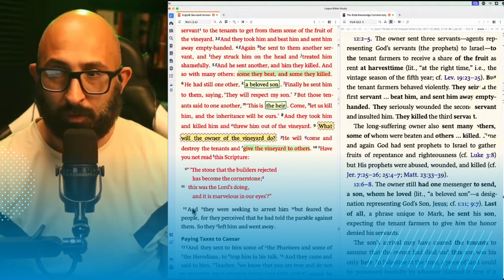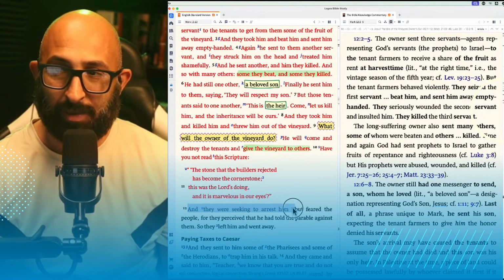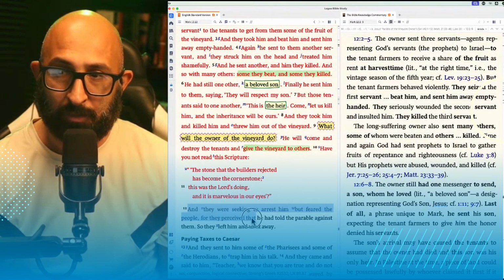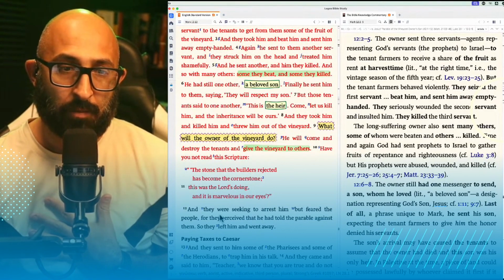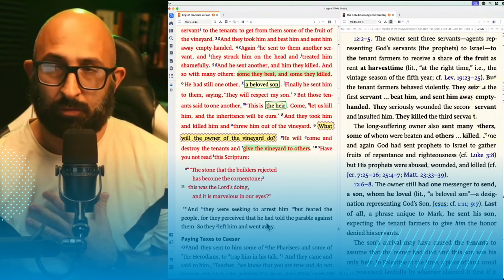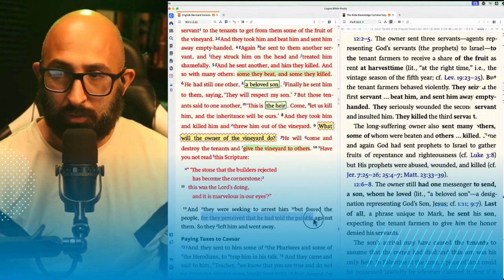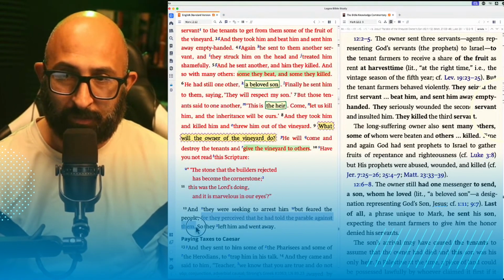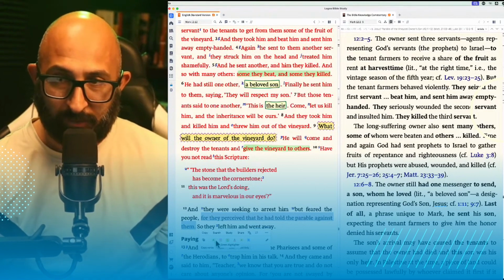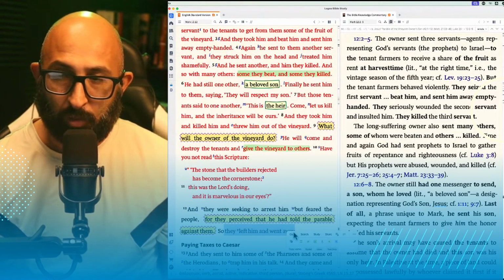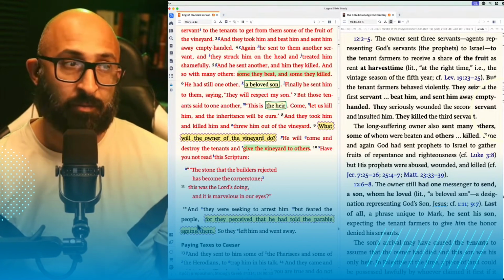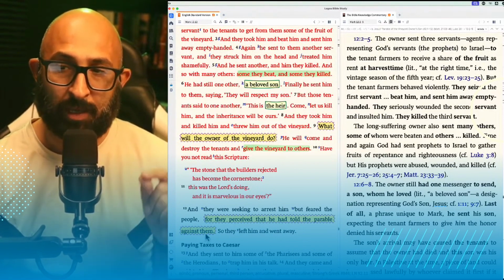And verse 12 is very important. It says, and they were seeking to arrest him, but feared the people, for they perceived that he had told this parable against them. So, this is what we call internal evidence. The people know that the parable is against them. So who are these people? The people who want to arrest him. Who are the they? It's a very good question. So they leave him alone because they're afraid, but he understands that this parable was a message against them.